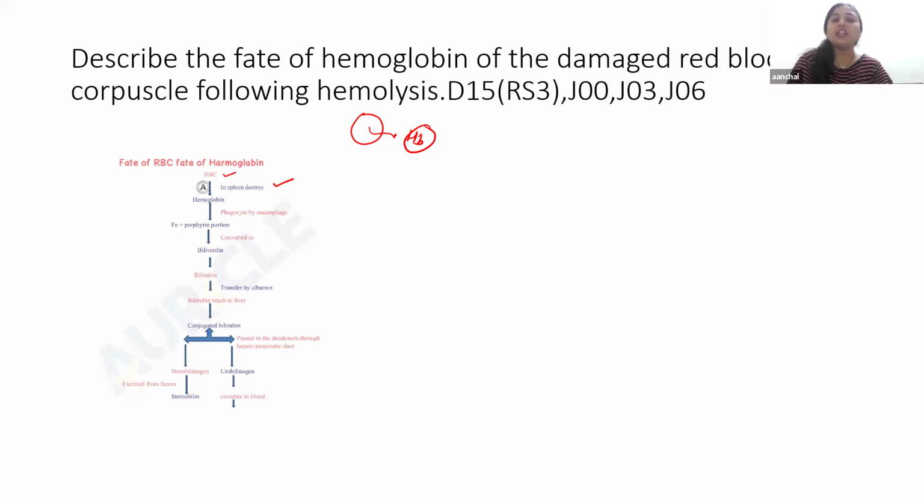The porphyrin portion gets converted into biliverdin, then bilirubin, which reaches the blood for conjugation, and finally the conjugated bilirubin gets converted into either stercobilinogen or urobilinogen. Urobilinogen is circulated in blood, and stercobilinogen is eliminated in the feces. This part, the fate of hemoglobin, we're going to understand again with the help of a flow chart.